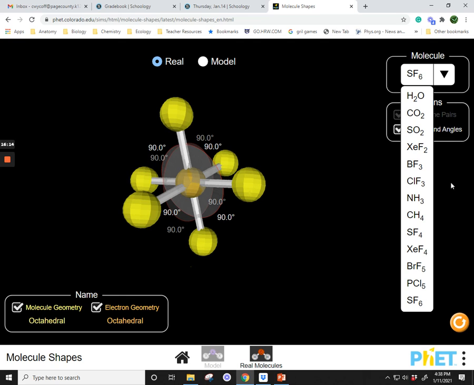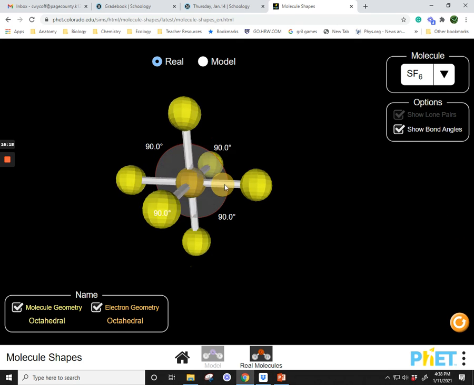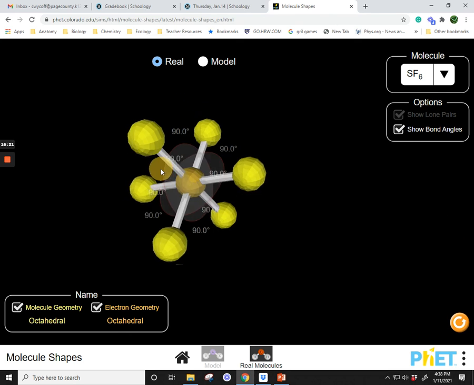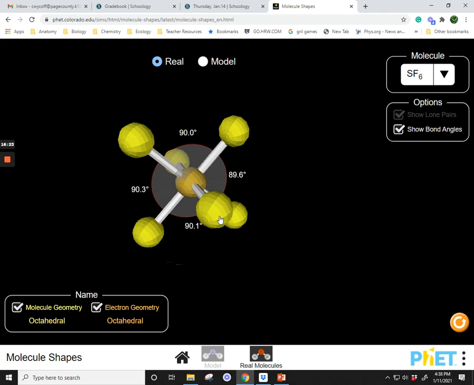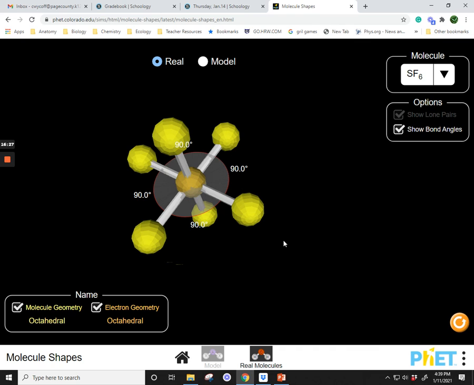Let's see, I think that's about all for you to look at, and you can play around with this yourself too, but that's kind of a nice way for you to be able to see these bond angles and how they don't really change in their shape, and they try to stay as far apart as possible.